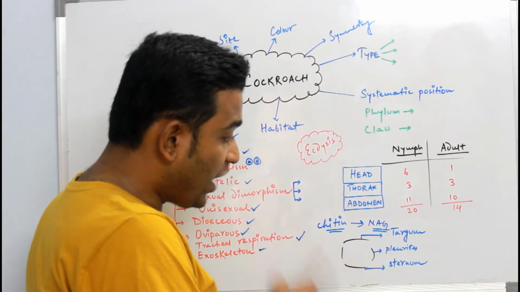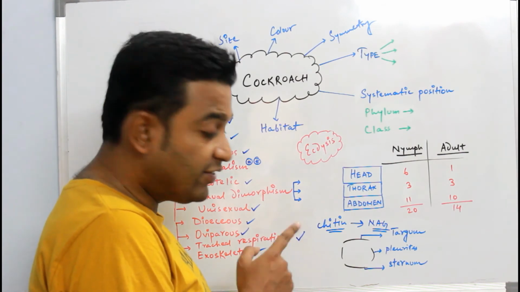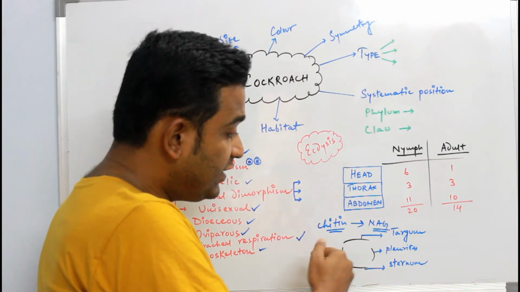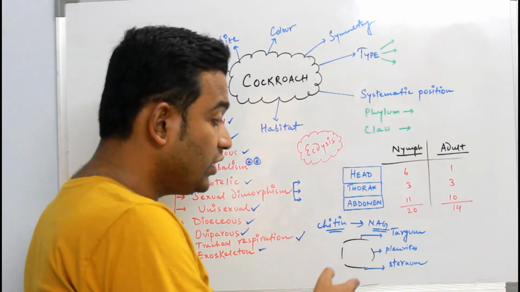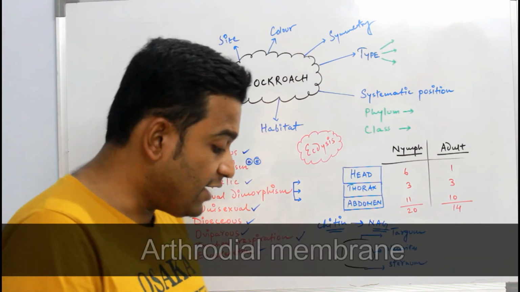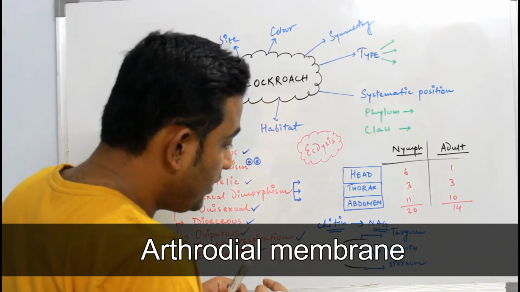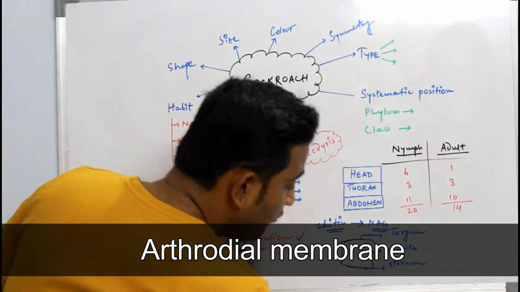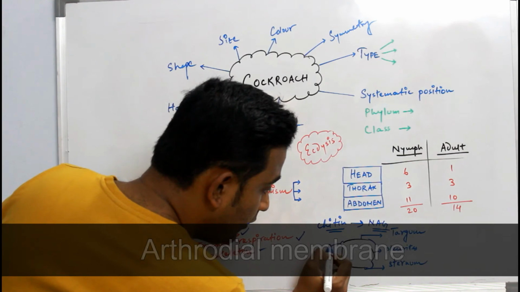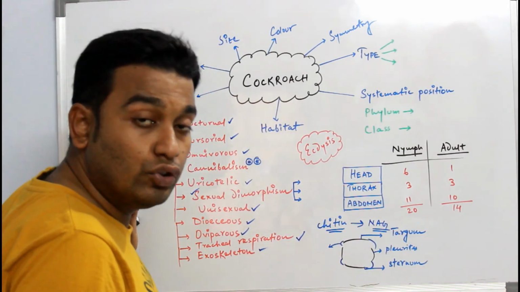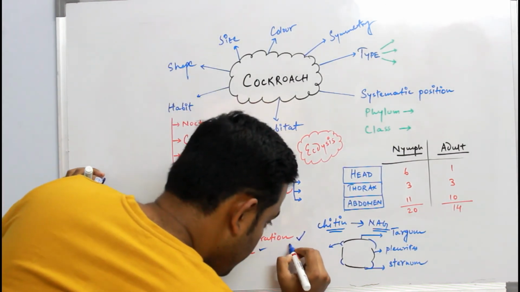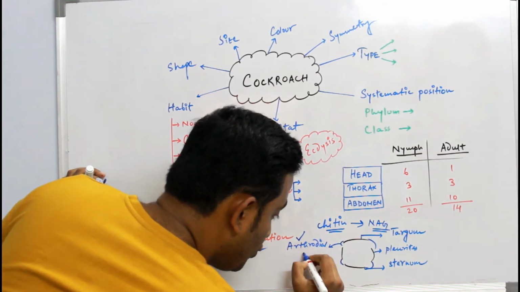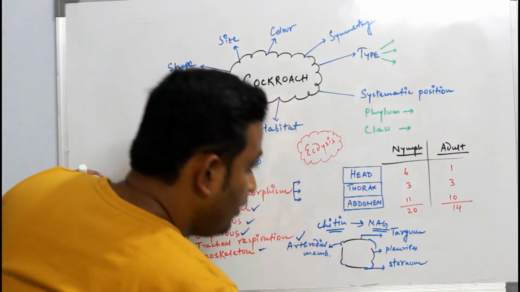Now these chitinous plates, which are covering a single segment from all over the surface, are also attached to each other with the help of a membrane. And that membrane, I'll make it here. So this is a membrane. Here, this is how the membrane has developed. So this membrane is what we call the arthrodial membrane.